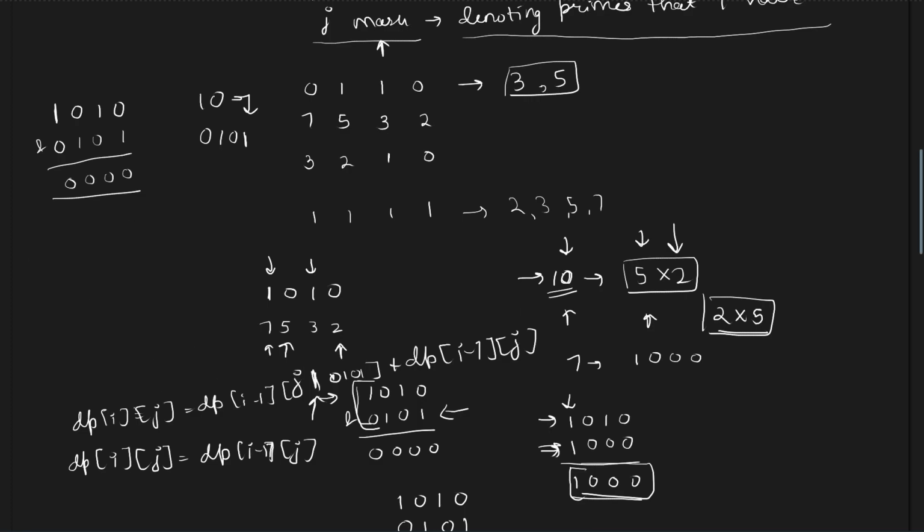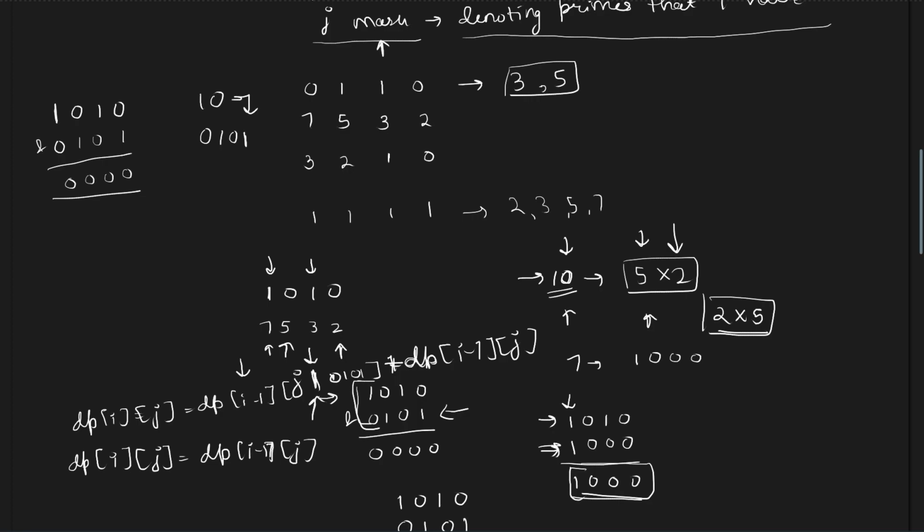So DP[i][j] will depend on DP[i-1], and the mask will change to j, the original mask, bitwise OR the new mask that I have obtained from the current element. This is the case when I consider taking the current value, and I may also ignore the current value as well. So it will be equal to DP[i-1][j]. So I'll add both of these values, where I do not consider the current value and where I consider the current value.